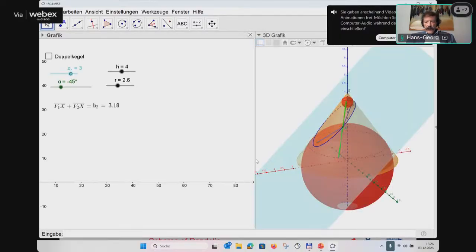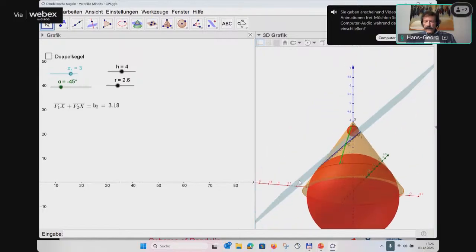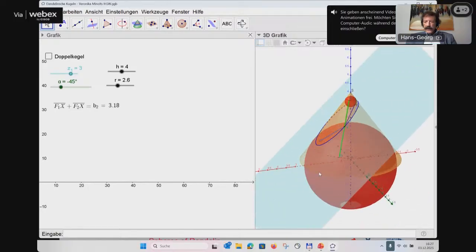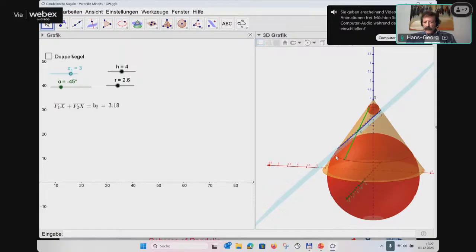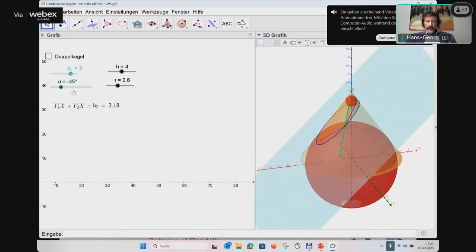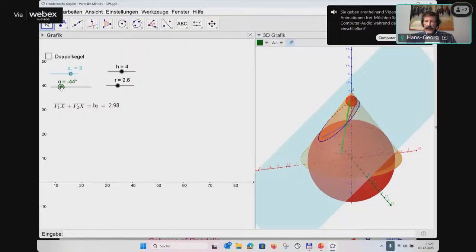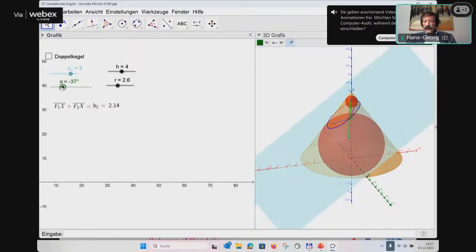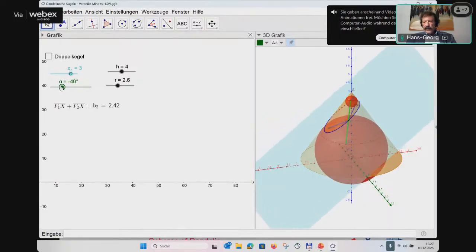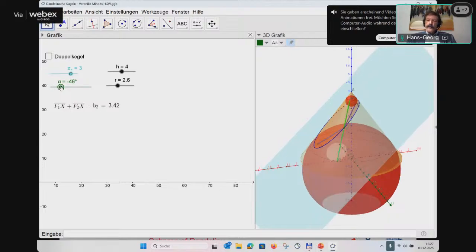Dandelin spheres, and here you have the two spheres with a plane, and these spheres here, exactly here, touch the cone, and this is the plane. And you can change the angle of the plane, and then you get different ellipses. We stay with the ellipses. We will go on to the parabola and hyperbola later.